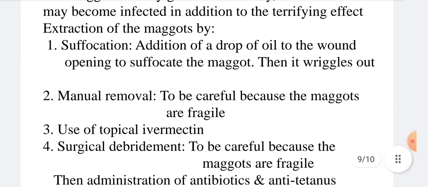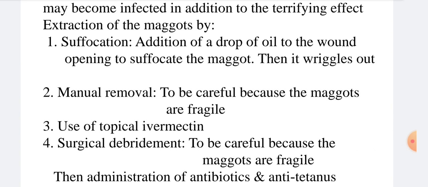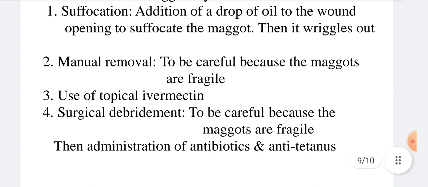2. Manual removal. You have to be careful because the maggots are fragile. 3. Use of topical ivermectin. 4. Surgical debridement. You have to be careful because the maggots are fragile. Then administration of antibiotics to guard against secondary infection, and give anti-tetanus if the patient is not immunized.